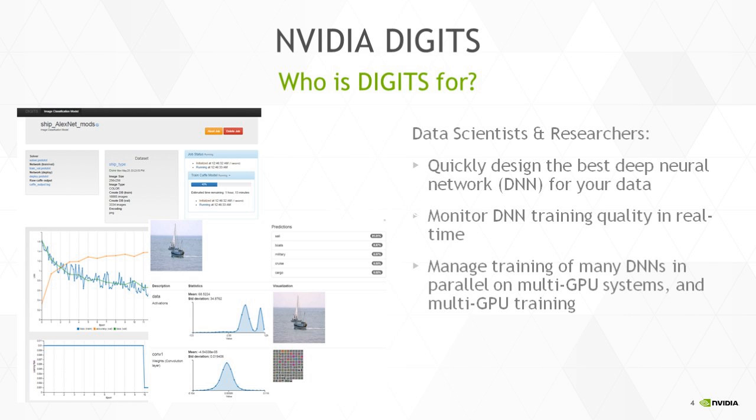It's also great for handling your GPU resources. If you've got a multi-GPU machine, it can be used to do multi-GPU training, where you're using multiple GPUs for a single training, or if you're running multiple trainings in parallel, you can also manage that with DIGITS. So if you have 4 GPUs, you could assign a training to each GPU, or if you're doing multi-GPU training, you can have all 4 GPUs being used for a single training.